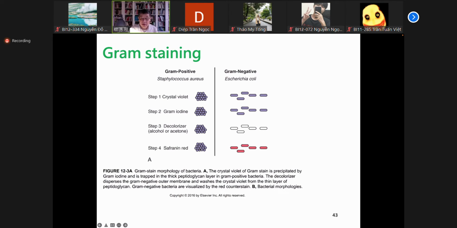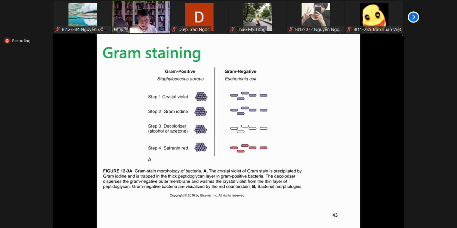This is a very convenient way to do it, because it takes only about 10 minutes to do the staining. And also we can distinguish two kinds of bacteria. One is blue colored, one is pink colored. Blue colored is called gram-positive. Pink colored is called gram-negative. So this is the great division of bacteria into gram-positive ones and gram-negative ones.